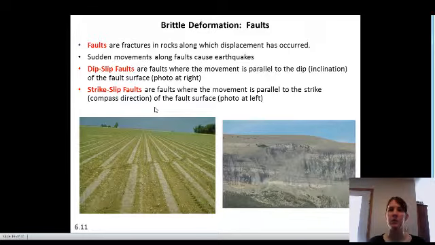Strike-slip faults are faults where the movement is parallel to the strike or the compass direction of the fault. So this is your dip. Think of dipping into something. Whereas your strike-slip fault is parallel to the strike or the compass direction. You talk about this in a north-south kind of way along the fault surface.